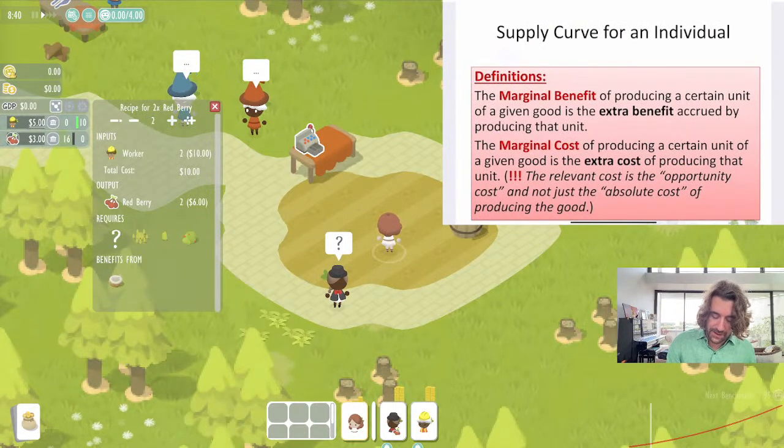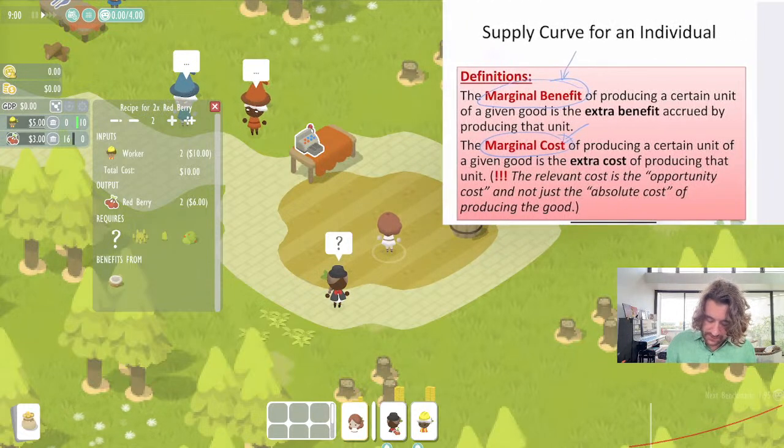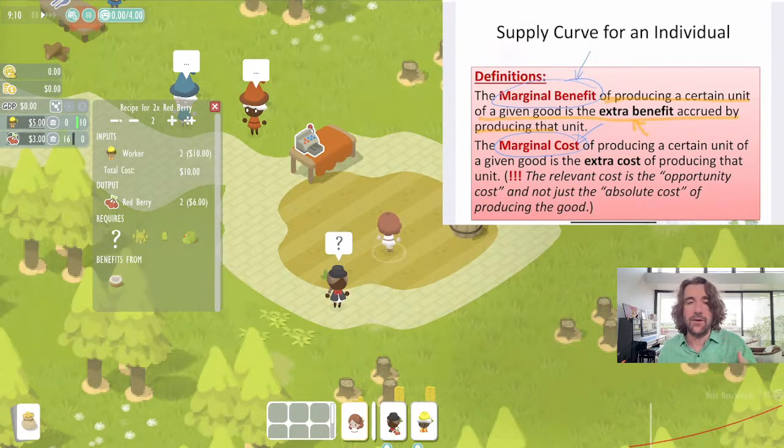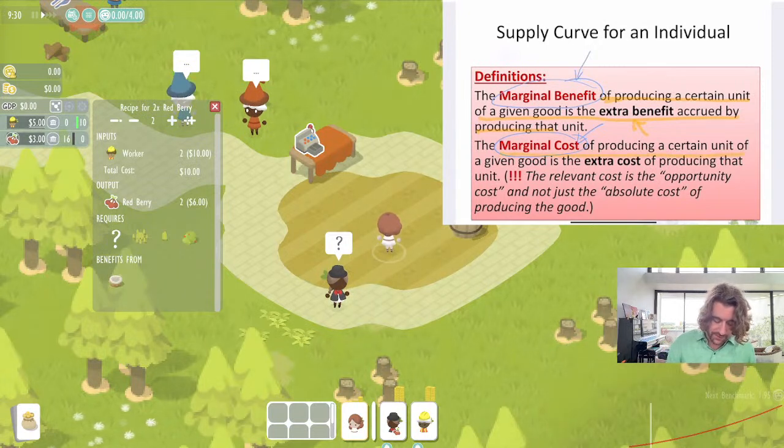We are going to have a look at the marginal benefit and the marginal cost of producing. The marginal benefit of producing a certain unit of a given good is the extra benefit accrued producing that unit. In this particular case, the extra benefit for the entrepreneur is actually how much money they make by selling the good on the market. The marginal cost of producing a certain unit of a given good is the extra cost of producing that unit. The relevant term, of course, here is, again, the opportunity cost. We need to look at the opportunity cost, not just the absolute cost.